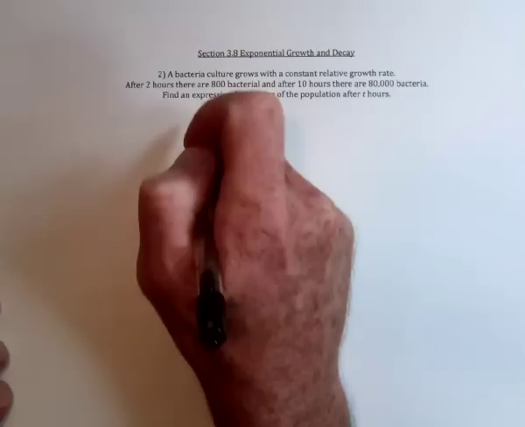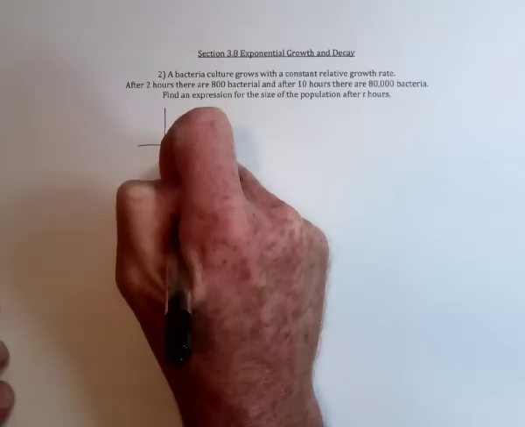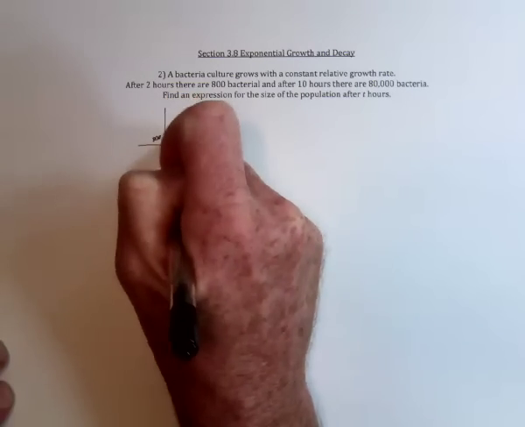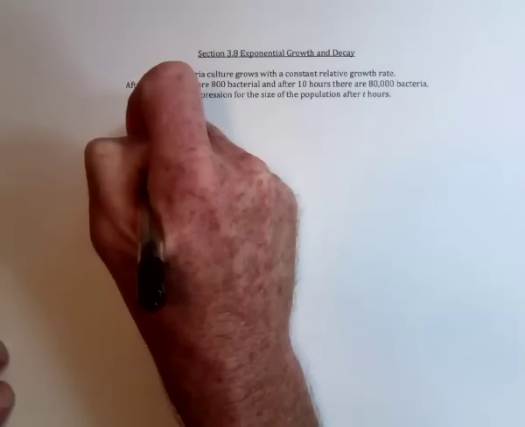So in this problem, we're not given the function. We're going to need to actually find the function. It's exponential growth. They're saying that after 2 hours, there's 800 bacteria, and after 10 hours, there's 80,000.